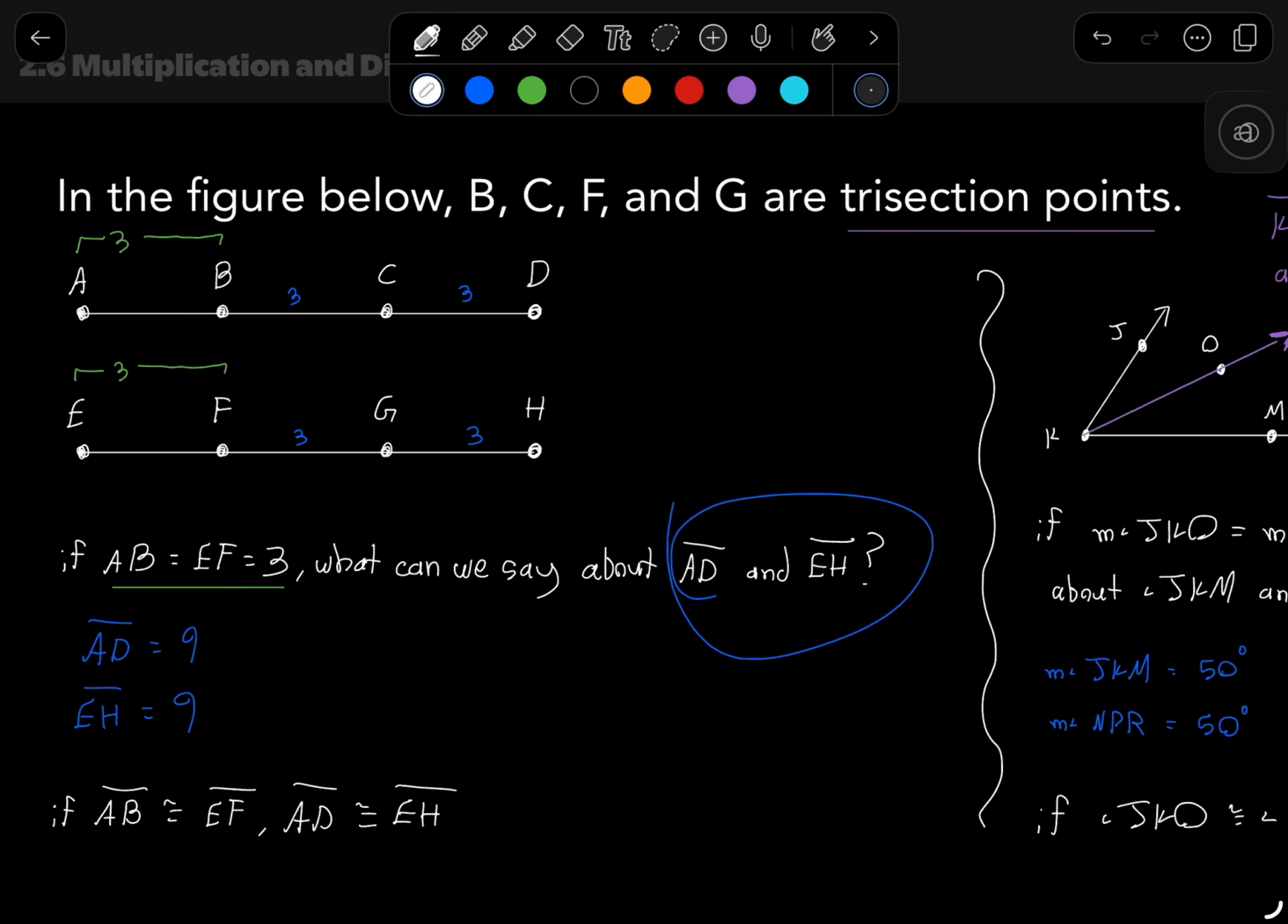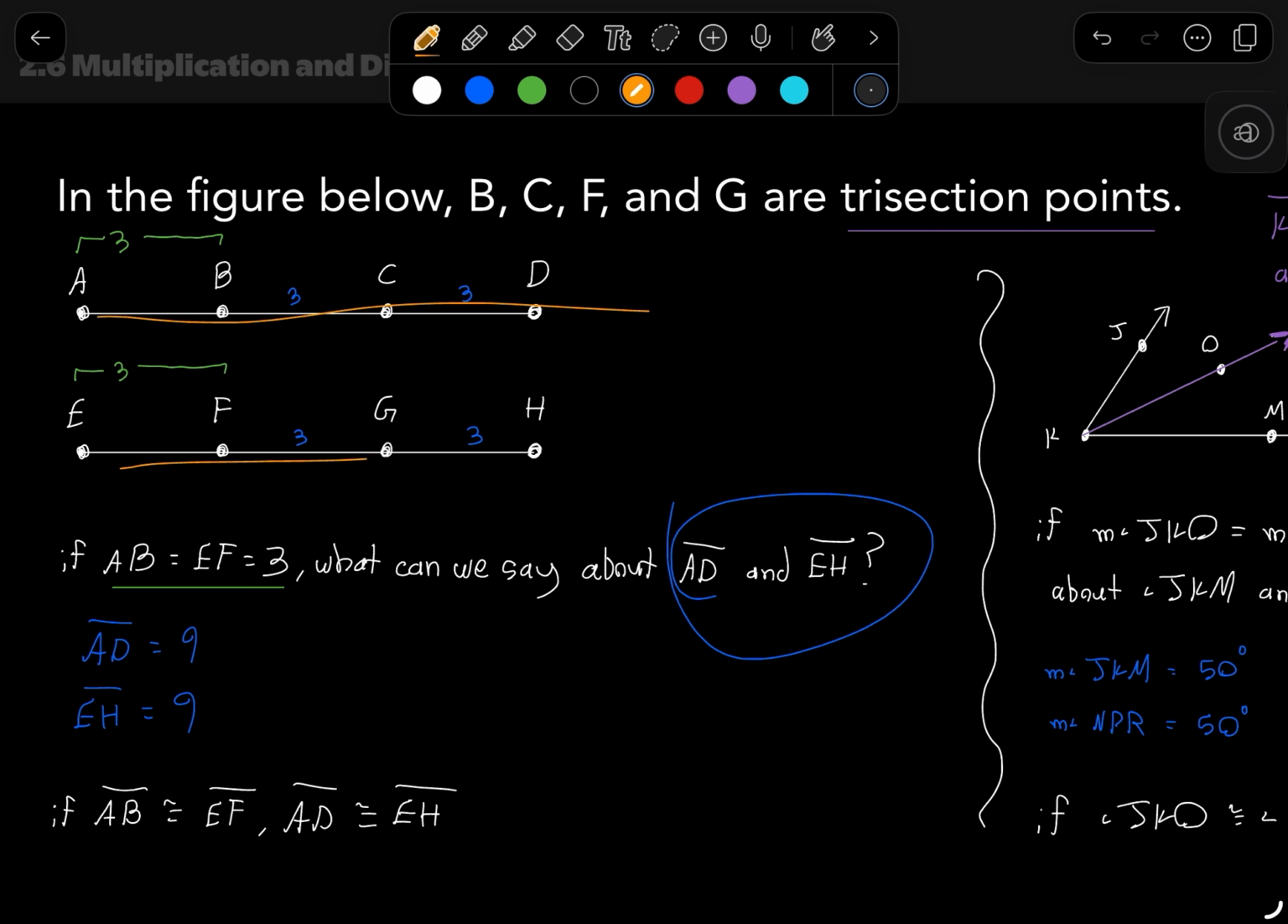Okay, so first things first, let's just review trisection and bisection, because those will be important for us to understand how these properties work. So here we have B, C, F, and G are trisection points, and they tell us that the measure of AB and EF are both equal to 3. What can we say about AD and EH?